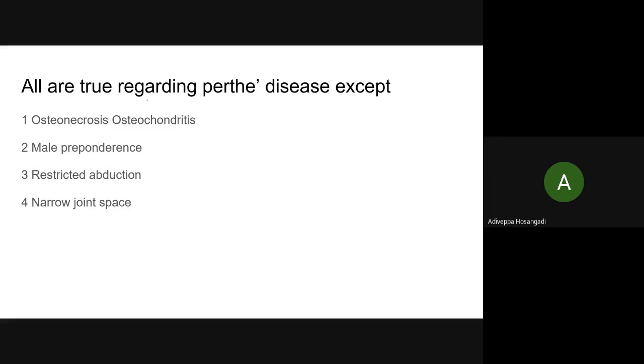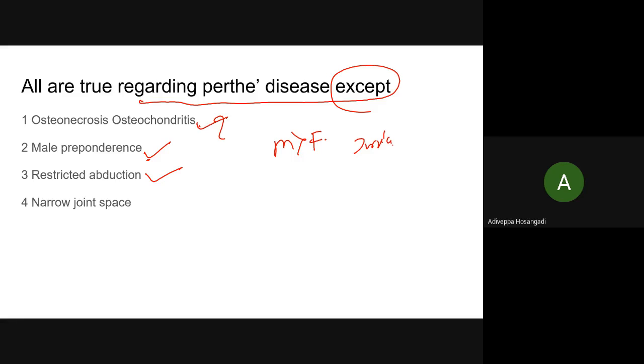All are true regarding Perthes disease except, okay, we'll go one by one. Osteonecrosis, osteochondritis, you don't know, keep it for later. Male preponderant, yes, males are more affected than females. Restricted abduction, yes, there is irritability of the hip, means movements are affected, and hence there is restricted abduction, you know it is there.